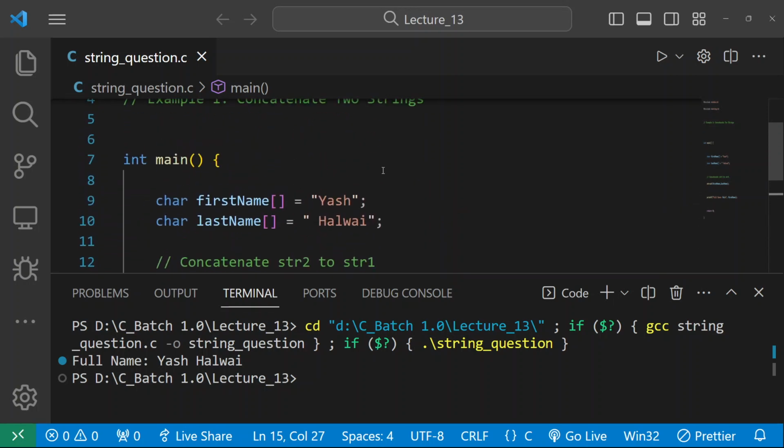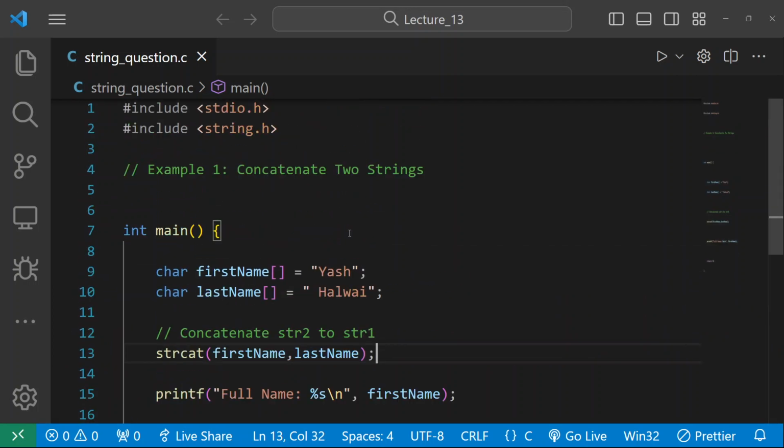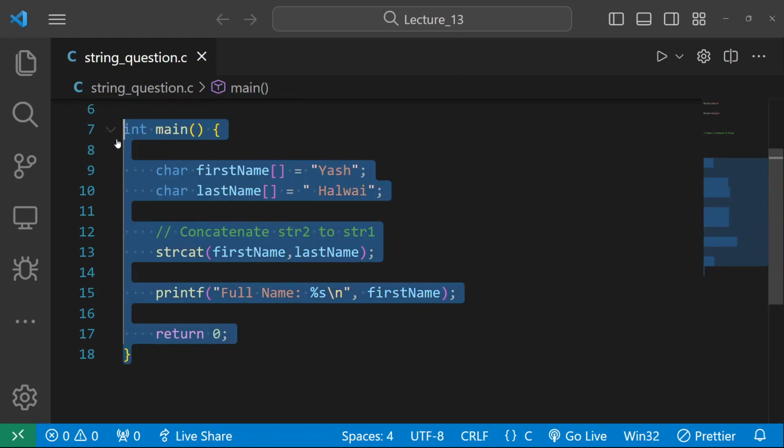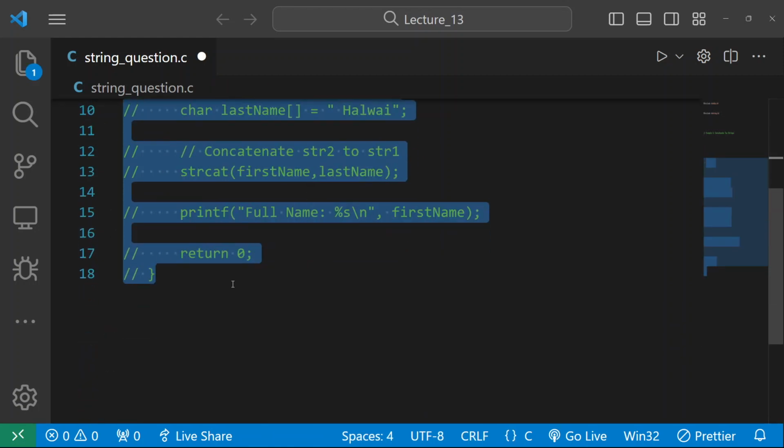Is it clear? First question, yes or no? Everyone please unmute and let me know. Yes, yes, yes. Good, good.